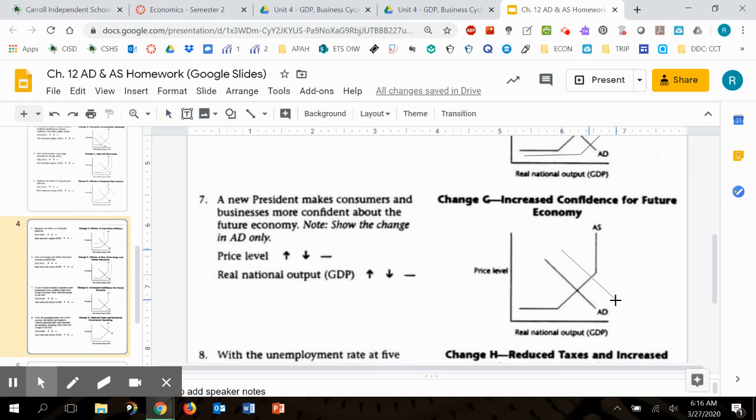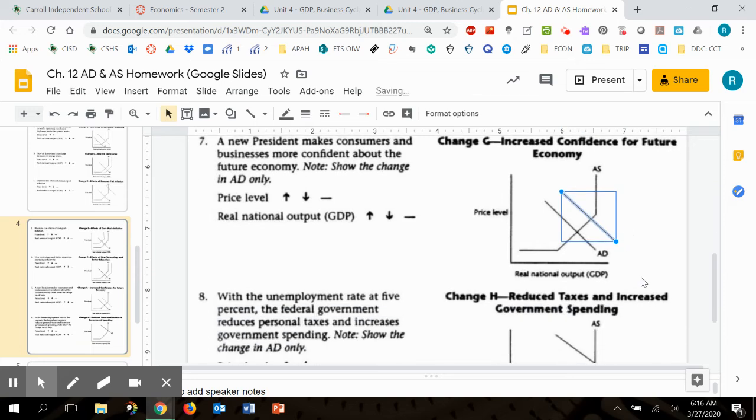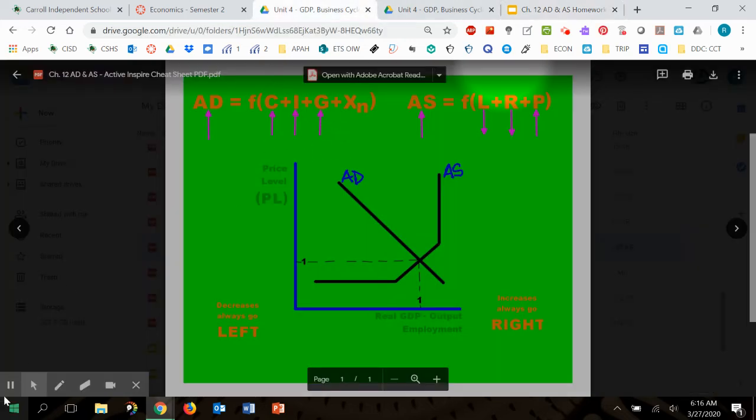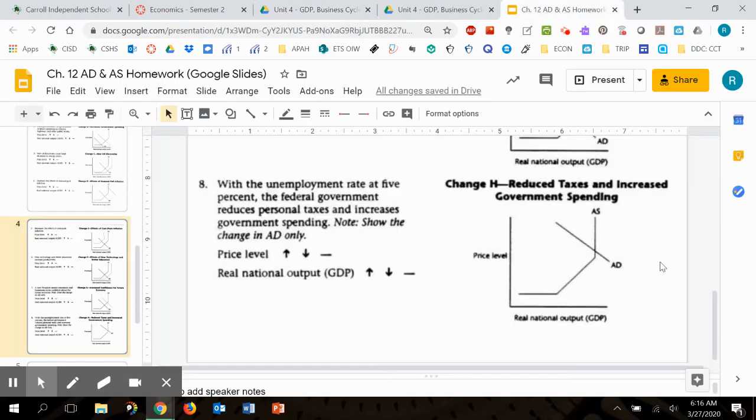By now, if you know your 3 reasons why things shift, then you should be okay. Number 8, with the unemployment rate at 5%, the federal government reduces personal taxes and increases government spending. Okay, let's think about that now. We go over here. It's going to be more of this, right? Okay, there we go. So more government spending, more consumption, increase in AD. All right, let's take a look and see what that looks like.